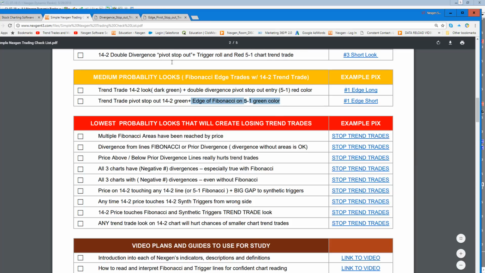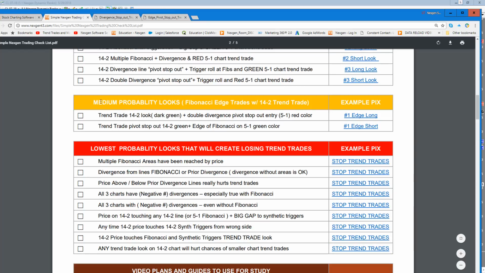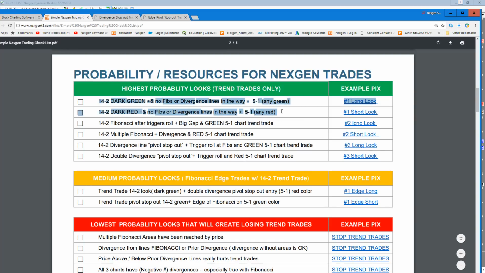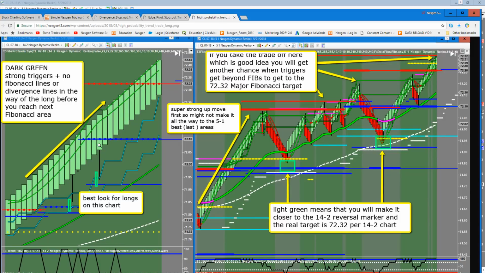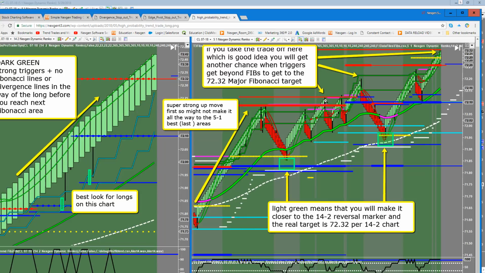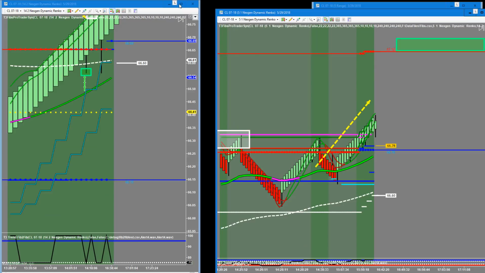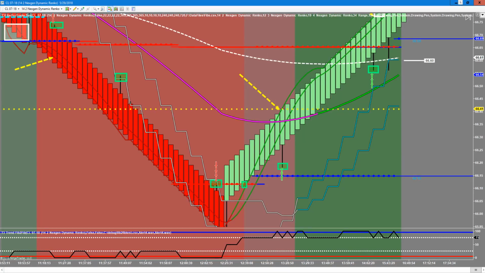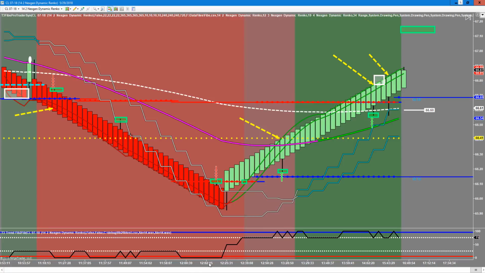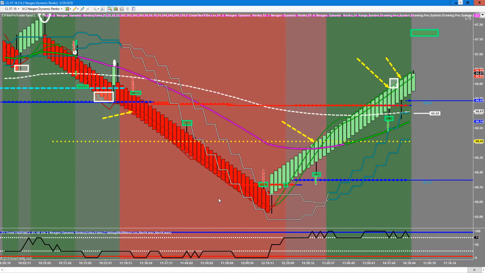And more than most likely, it's going to fit one of these first 2 looks. Dark green 14-2 chart, no fibs or divergence lines in the way. Do your trend trade on your smaller chart. And it's just going to be easy, easy, easy. So again, first things first. All this confusion on your little chart you have to ignore until you've got the right read on your big chart. Once you've got the right look on your big chart, you're going to do high probability trades on your little chart. It's always been that way.